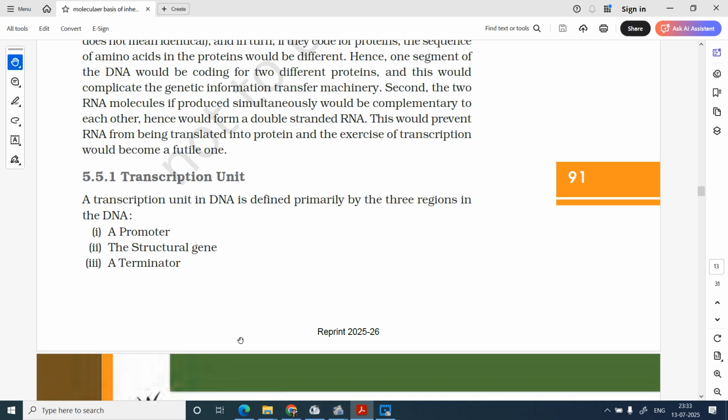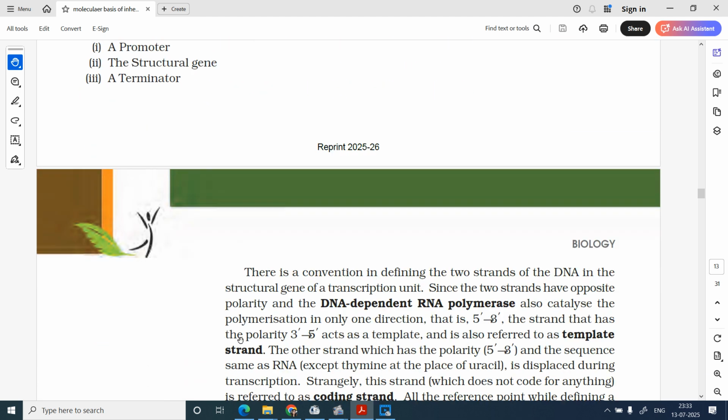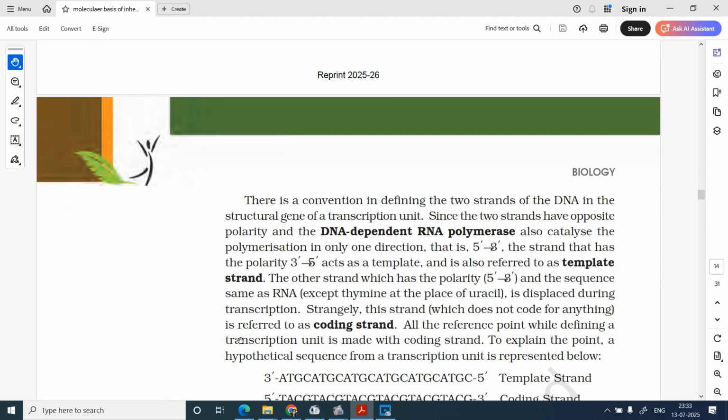5.5.1 Transcription unit. A transcription unit in DNA is defined primarily by three regions in the DNA: 1) a promoter, 2) the structural gene, and 3) the terminator. There is a convention in defining the two strands of the DNA in the structural gene of a transcription unit. Since the two strands have opposite polarity, and the DNA-dependent RNA polymerase also catalyzes polymerization in only one direction, that is 5' to 3'.